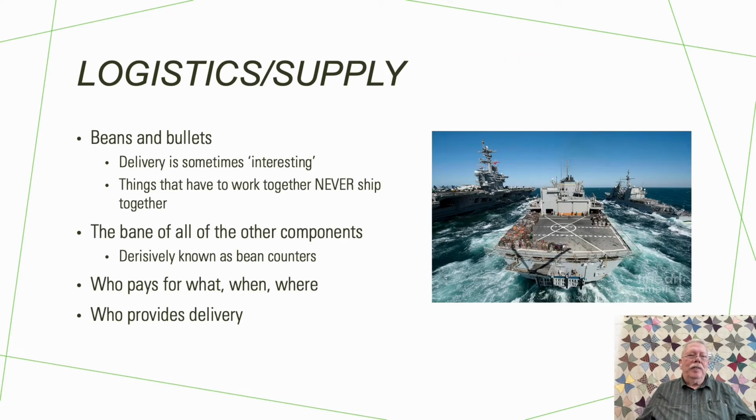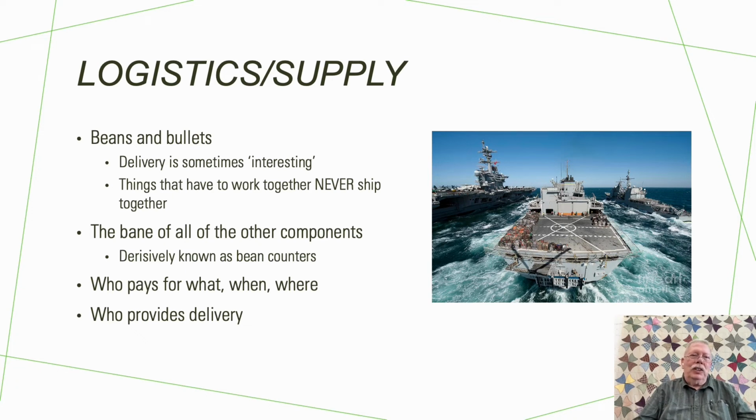Logistics and supply. As I said, I was going to talk about this later. Well, this is later. What the picture you're seeing is a replenishment ship that is getting ready to offload to a carrier and a destroyer simultaneously. It's beans and bullets and fuel.